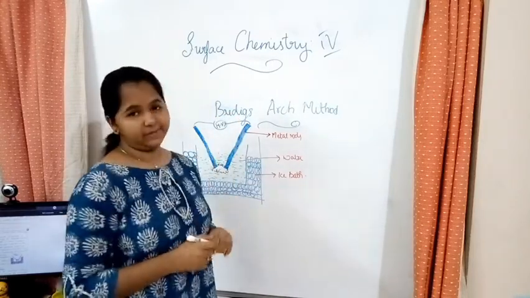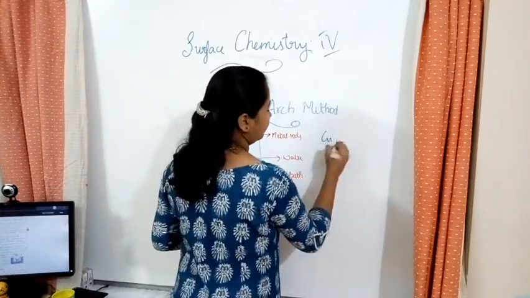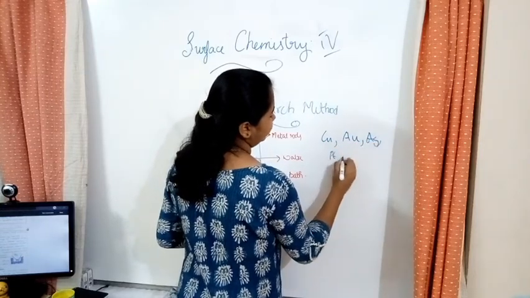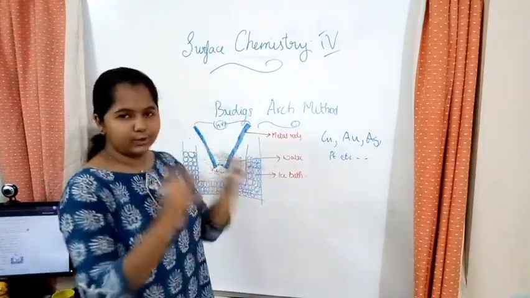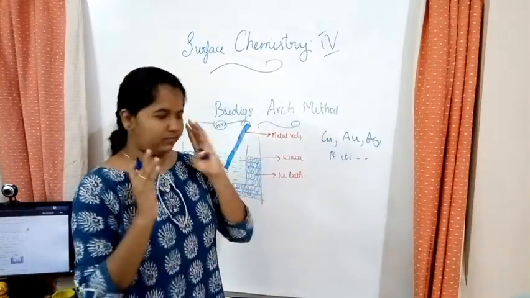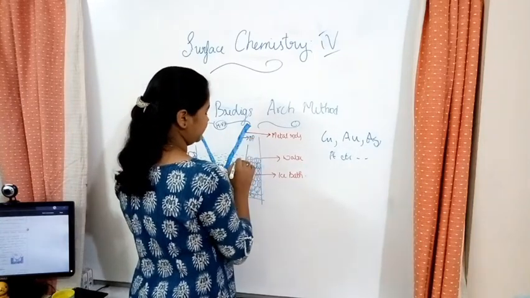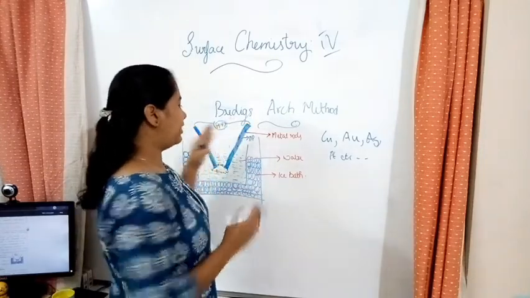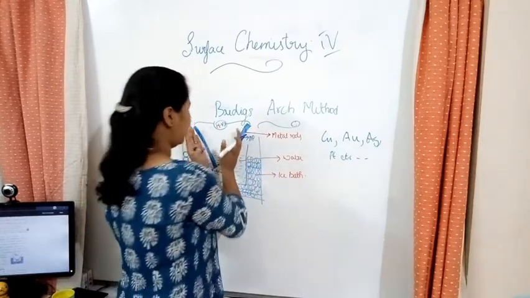Briggs arc method is used for making what? Colloids of copper, gold, silver, platinum, etc. So how do you make a metal into a colloid? First, you take two metal rods and they are immersed in a dispersion medium. This is the dispersion phase and this is the dispersion medium. The dispersion medium is usually water.